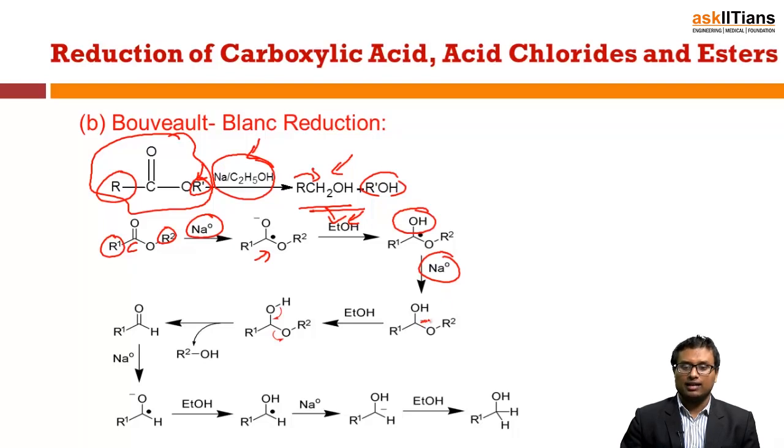Then again you are getting addition, I mean it creates a negative charge here. So because of this, this hydrogen shifts here and this negative charge shifts here, because of which you will get one alcohol here. You have RCHO, you still didn't get an alcohol, this is an aldehyde. But here itself you are getting one alcohol, R'OH, and the remaining product is an aldehyde.